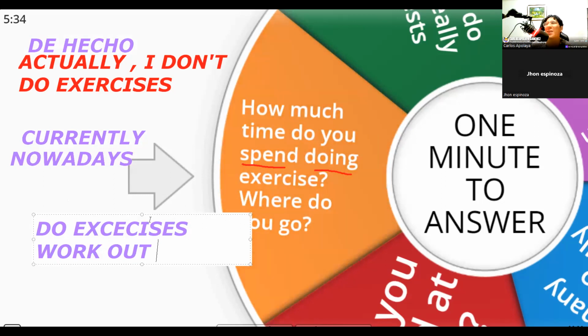People say, I don't work out, but people can also say, well, I don't do exercises. But it's okay. You can use different words. Okay, you don't do exercises, you don't work out. Thank you.